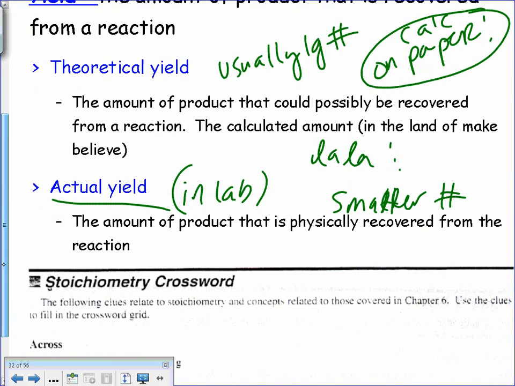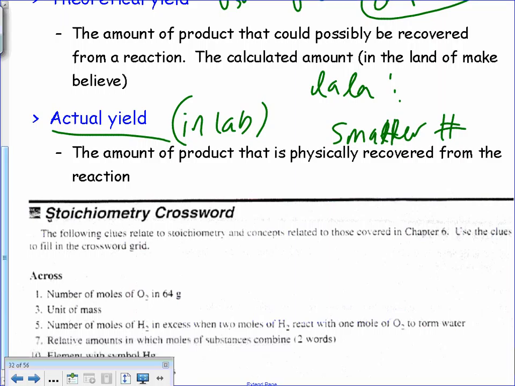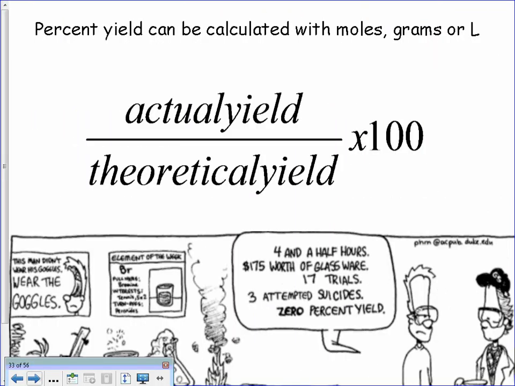Good question. So let's talk about percent yield. You know how to do percents. All you're going to do to calculate percent yield is take the actual yield that you got in the lab, or on the paper where it says actual yield, divide it by the theoretical yield, which is usually the larger number, and then multiply by 100. That will be our percent yield.